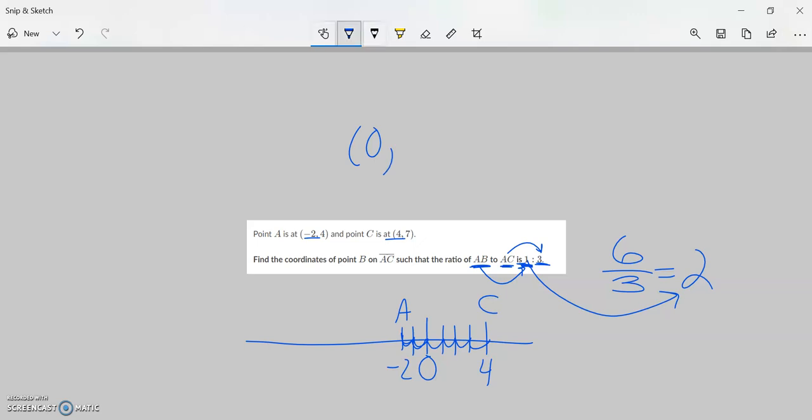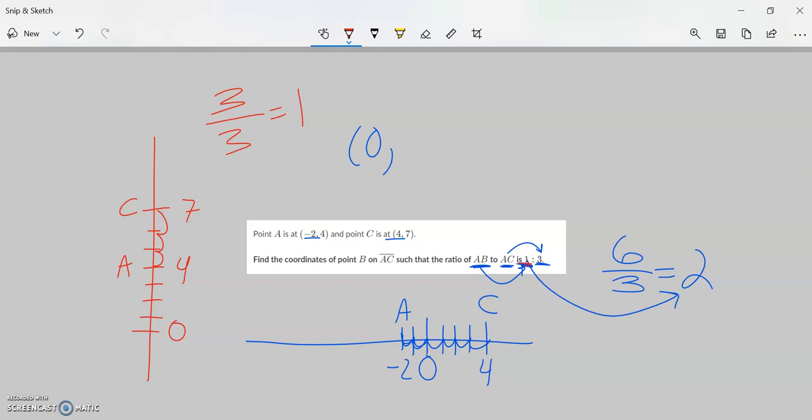Now let's do our y. I'll do that in red. We're going from 4 to 7. So here is 0, 1, 2, 3, 4, 5, 6, 7. So from A to C, how many units is this? It is 1, 2, and 3. So we have 3 units, and we divide that by 3. So each chunk is just 1 unit.